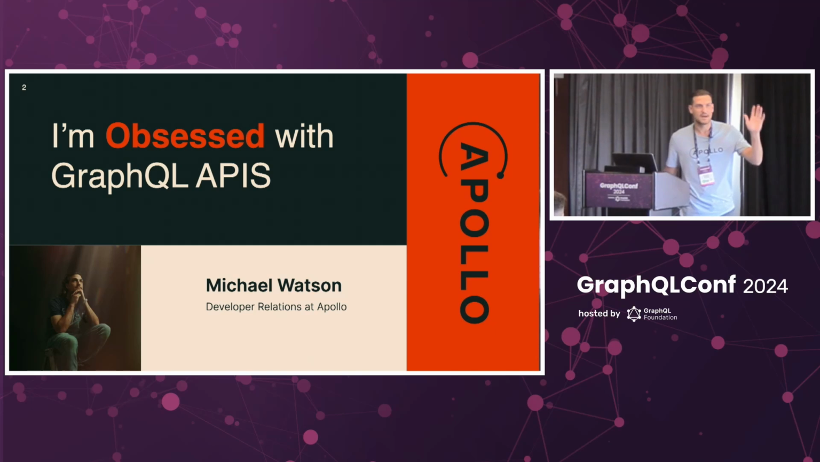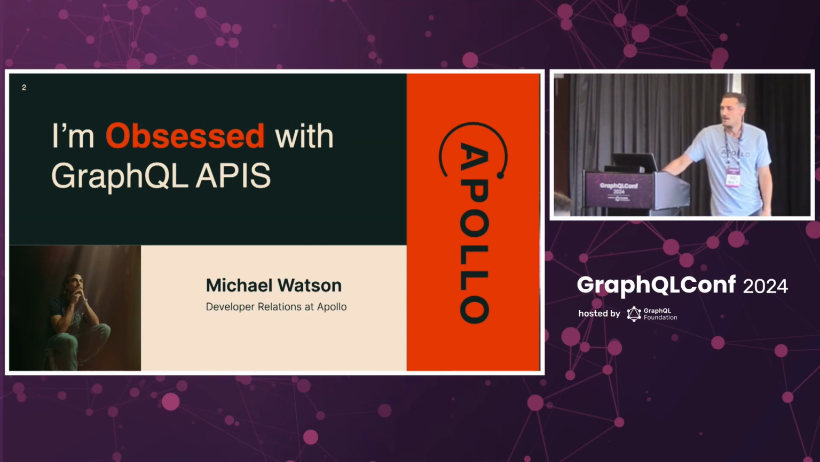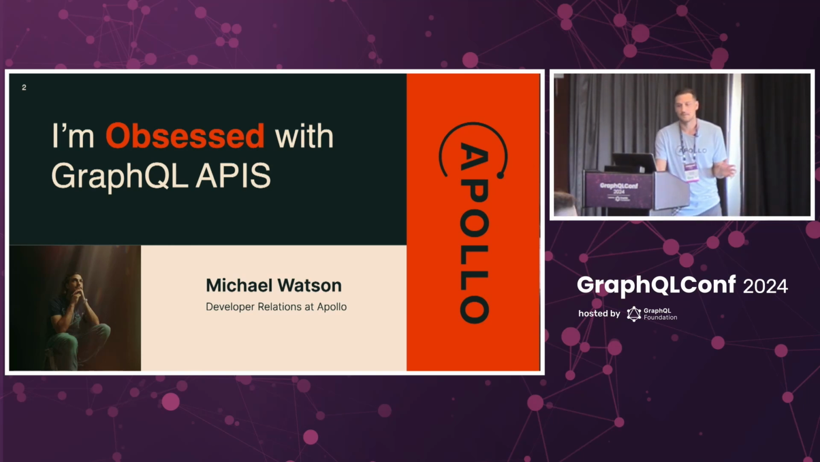My name is Michael Watson. I lead developer relations at Apollo. I've been working with GraphQL since about 2018. Really, I'm obsessed with GraphQL APIs. I think it's the only way to build APIs these days. That's just me. But let's get into what we're going to talk about today.